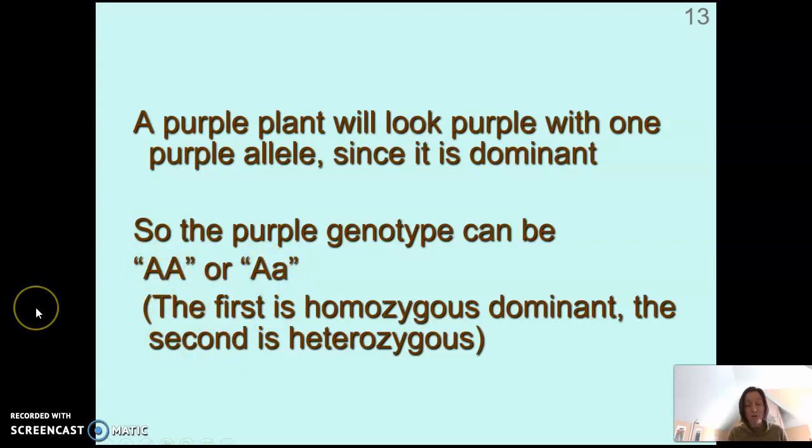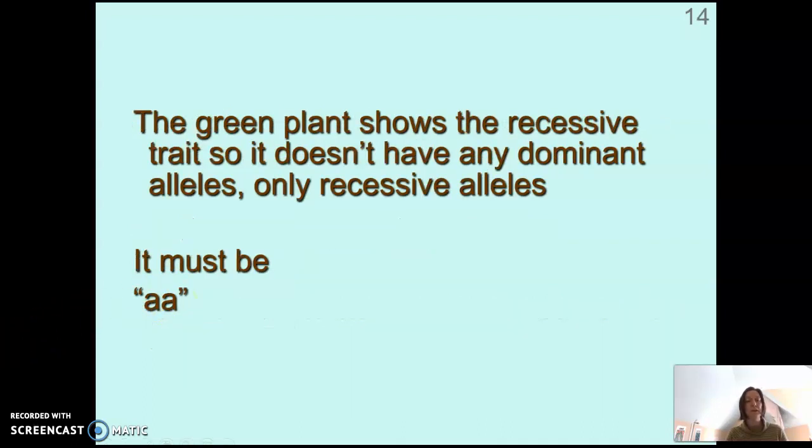We might not know what it is. We could do some back crossing experiments for that. You'll see that in the Cannabis Grow Bible. Or you might be coming from a true breeding long line of purple plants, so that would be likely homozygous dominant. The green plant, showing only the recessive trait, doesn't have any dominant alleles, so it must have the two recessive alleles and be homozygous recessive.